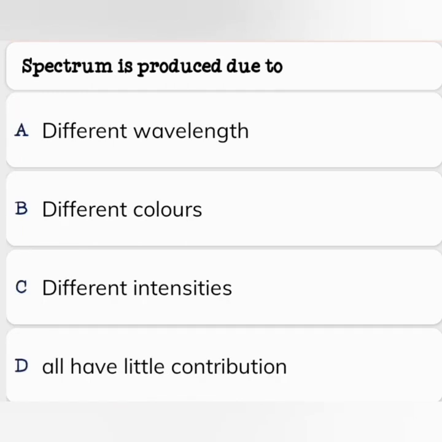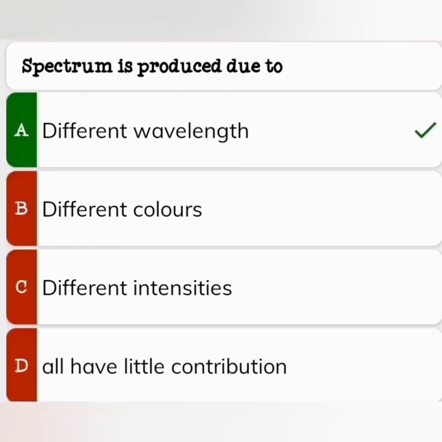Spectrum is produced due to A, different wavelength. B, different colors. C, different intensities. D, all have little contribution. Right options, आप comment section में लिखें। Yeah, so the right option is A, different wavelength.